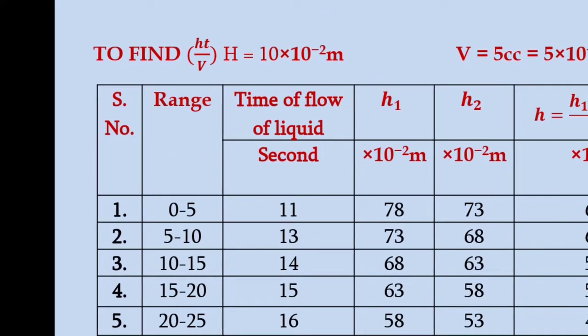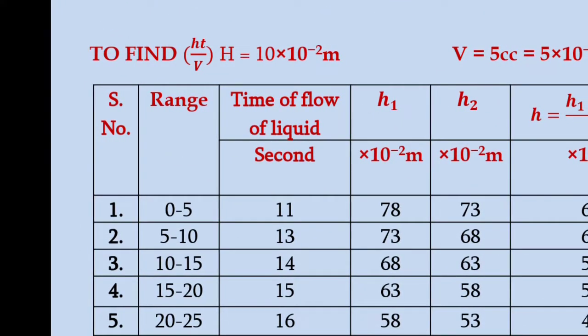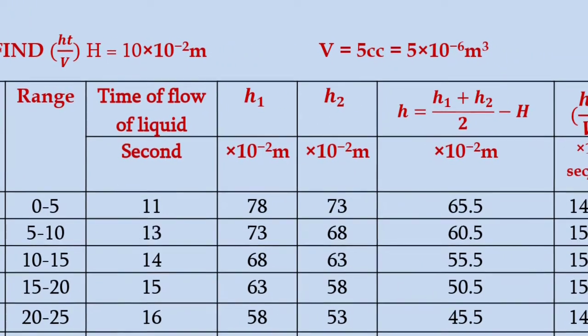Next, we need to find out the value of Ht by V. Here, the capital H is the height at which the capillary tube is from the ground level. So here it is 10 centimeters. In meters, it is 10 into 10 power minus 2 meters. You may get it as 9 or 8, whatever it is. So from our experimental recording, the height at which the capillary tube is from the ground level, capital H, is 10 into 10 power minus 2 meters.